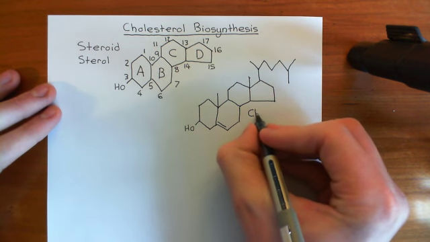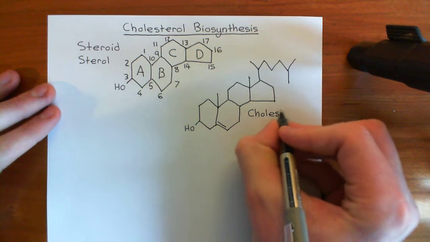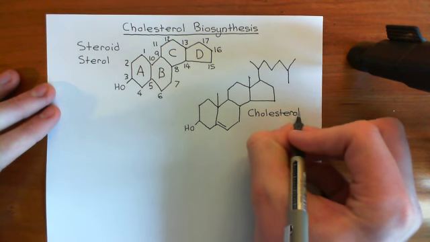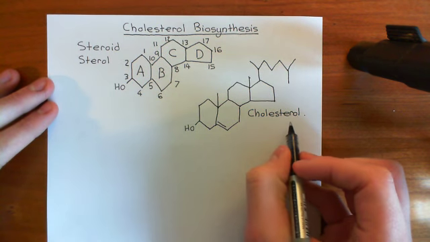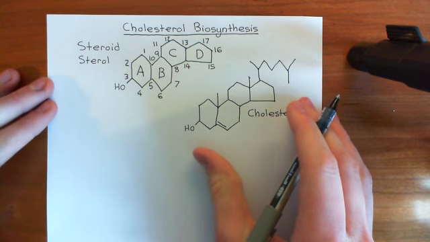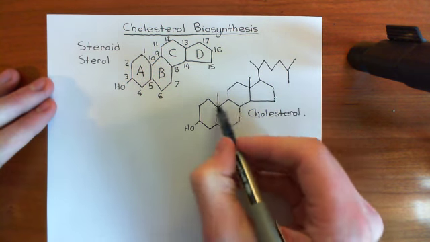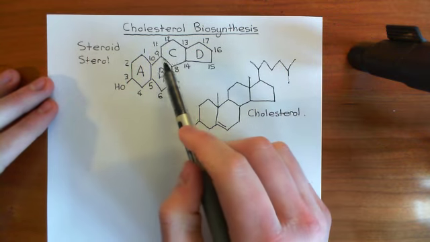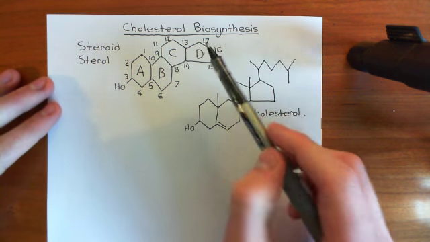So this molecule is then called cholesterol. That's the structure of cholesterol then. That's what we're going to be trying to make. Now, obviously we've got more carbons now in cholesterol than we had in the original sterol molecule down here.